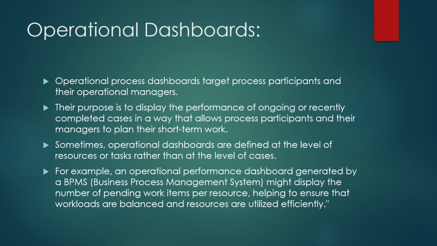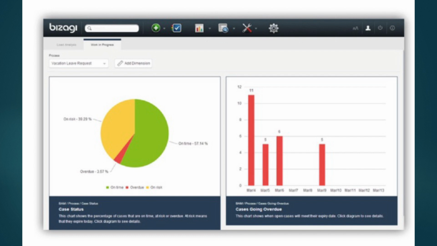Operational dashboards target process participants and operational managers. For example, we can take a call center dashboard showing the number of calls in a queue, average handling time, and agent availability. This helps managers to allocate resources effectively. For that example, we have given one graph. You can see it in the graph. There is example data for each day.